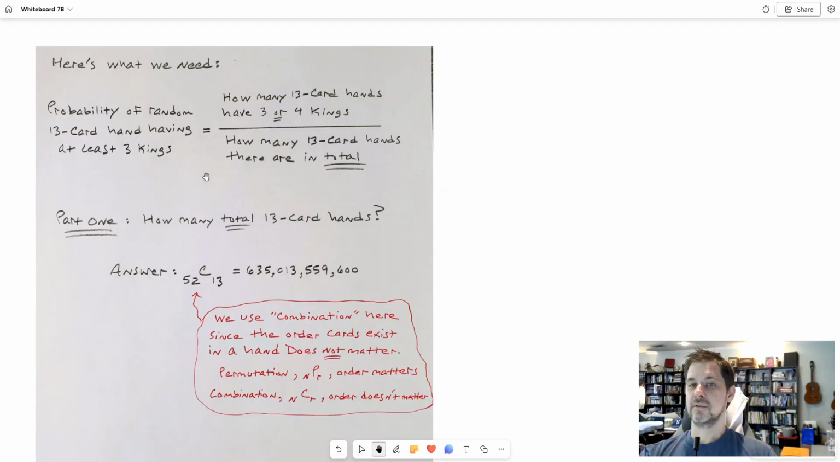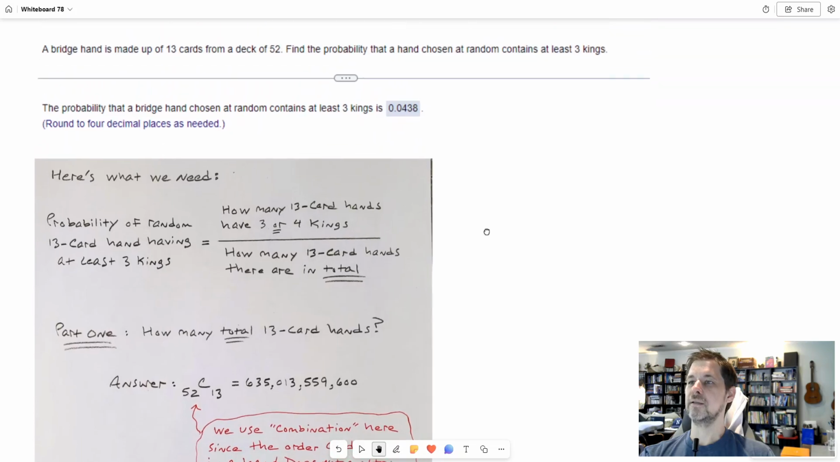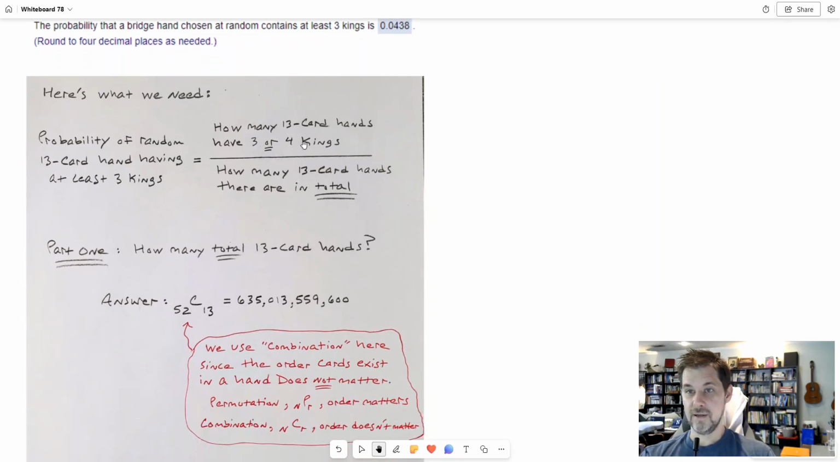Okay. So why do I say I need to know how many 13 card hands have 3 or 4 kings? Well, the wording of the question was to find the odds that a random hand has at least 3 kings. What does at least 3 kings mean? It means 3 or 4. So, okay, I'd have to count up how many 13 card hands have 3 kings and how many have 4 kings. Add those together, divide it by how many hands there are altogether. All right. Okay, so this is what I'm after right here, and I'll have to figure this out in parts.